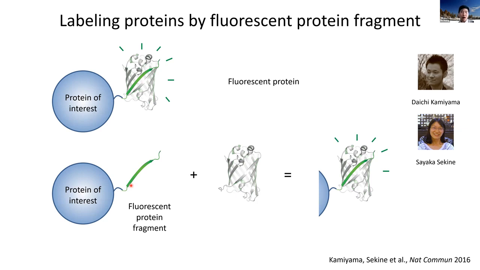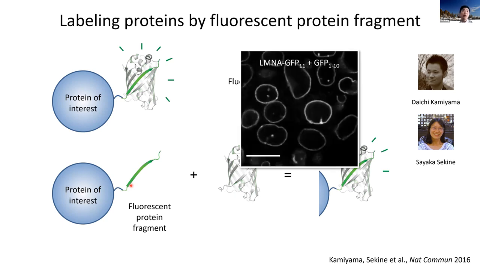And it's different from other systems where people use split fluorescent proteins to detect protein-protein interactions. In this system, they just bind by themselves without the assistance of other protein-protein interactions. So that's the case of putting GFP11 on the NAMIN and expressing GFP1 to 10 in the cell. You can nicely see the signal from the nuclear envelope.